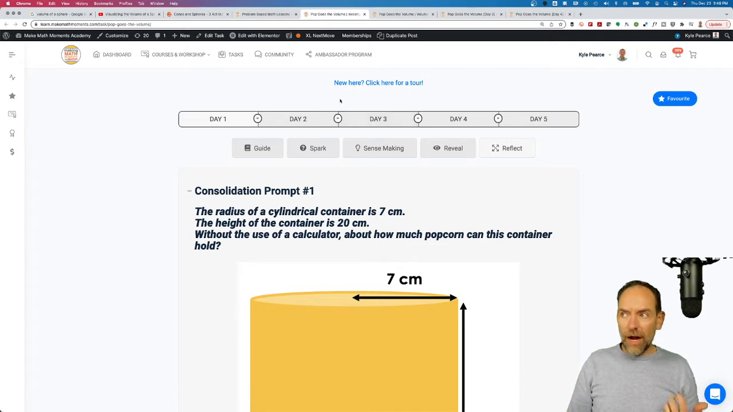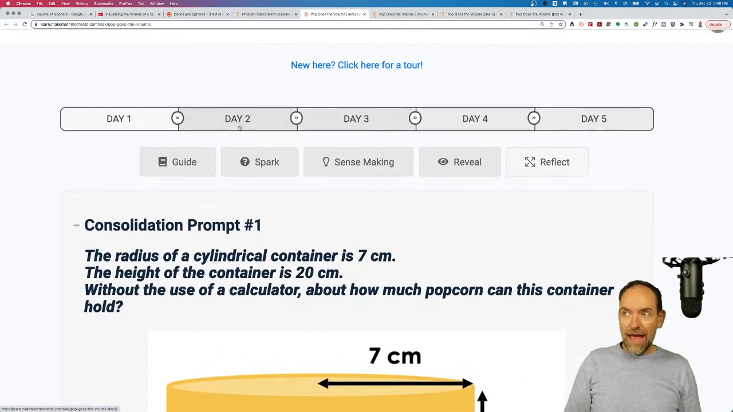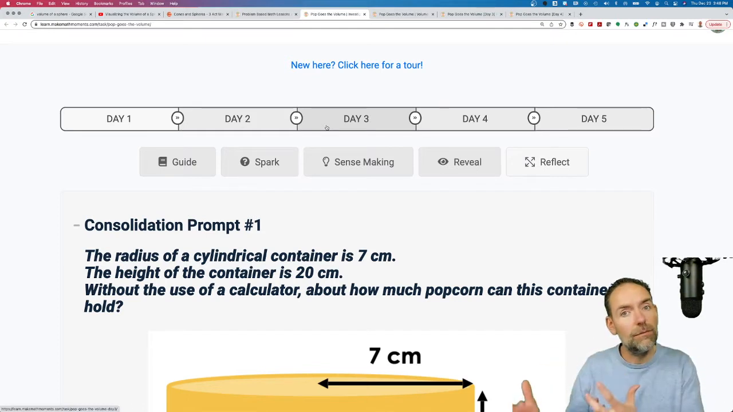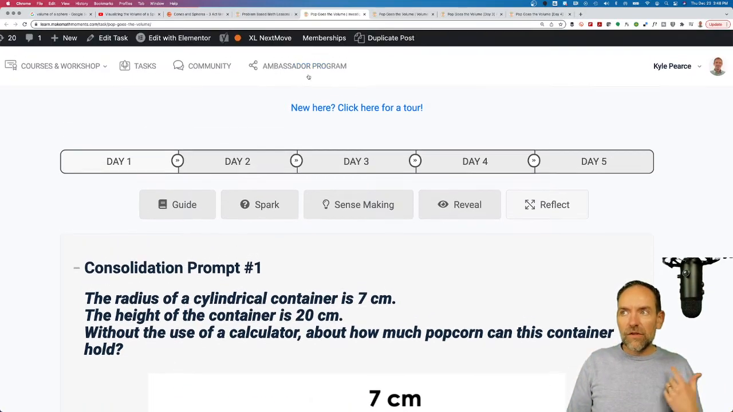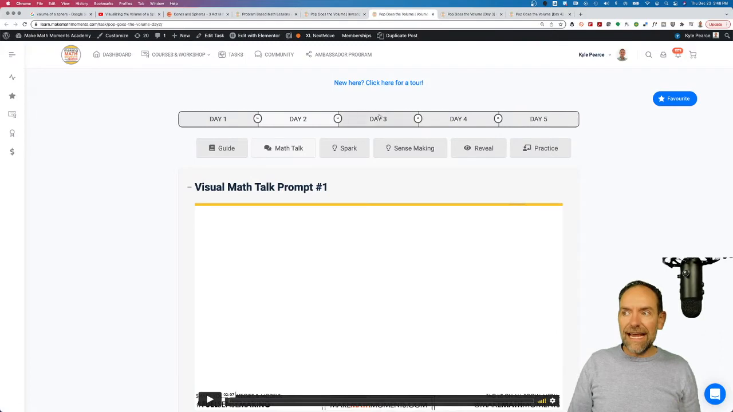But the part that I really love is how in days 2, 3, 4, and 5, this evolves and starts to bring in cones and spheres. And we start to look at the volume of a cone and the volume of a sphere in relation to the volume of a cylinder. So let's go ahead and dive into day number 2.